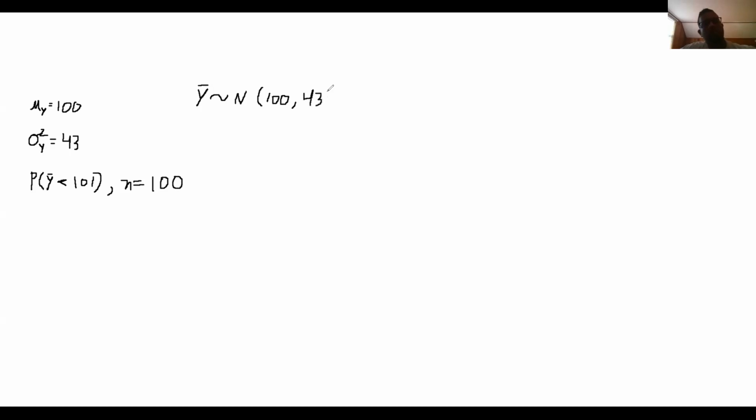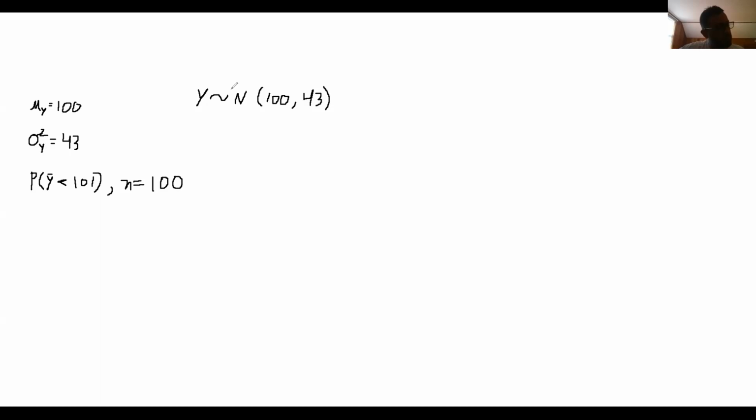Correct. So you're trying to normalize or standardize. And I'm sorry, I believe this is incorrect because, yes, we are saying this, but I don't think we know actually the 100 and the 43, because the 100 and the 43 is actually for y. You see, mu y, not y bar. And this is also the variance of y, not the variance of y bar, as I wrote here. So I erased that.